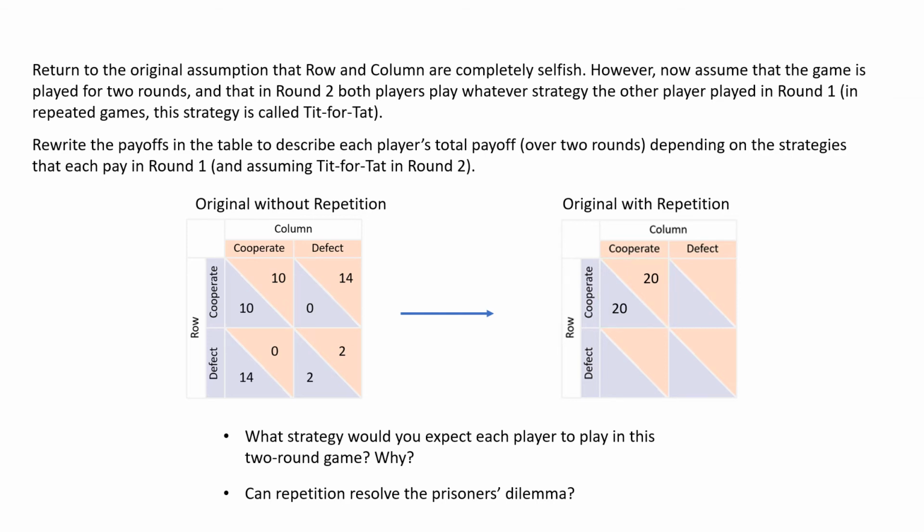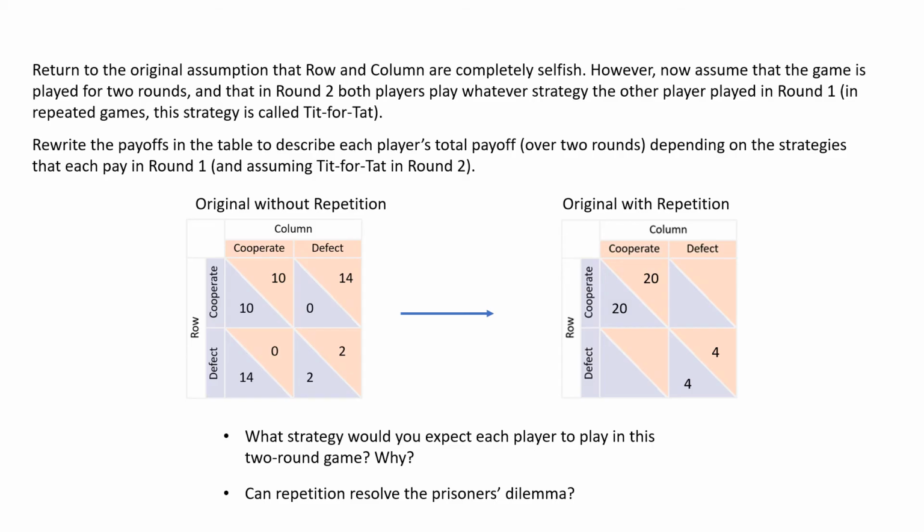Second, let's look at when both players play defect in the first round. If they play defect in the first round, they play defect in the second round as well because they just mimic what the other player does in the first round, right? So in this case, if you add up the payoffs in the first and second round, the row player receives a payoff of 4 and the column player receives a payoff of 4 as well.